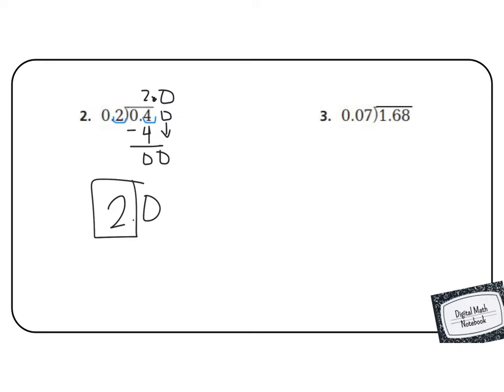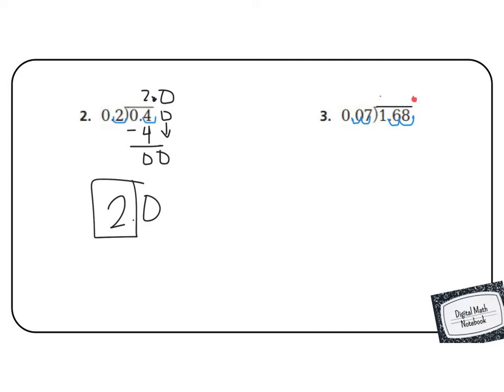Let's try this again with a little bit harder problem. In this problem, we have the number 7/100ths divided into 1.78. So 7/100ths has 2 place values, so we need to move 2 place values, and whatever we do to the outside, we have to do to the inside. 2 place values. Now we're going to put that decimal on an elevator straight up and divide like normal.